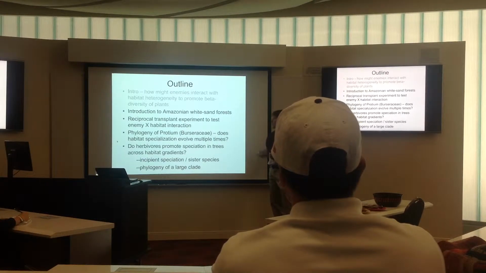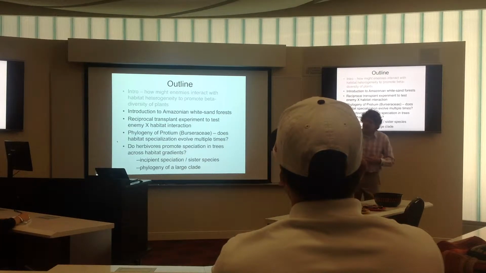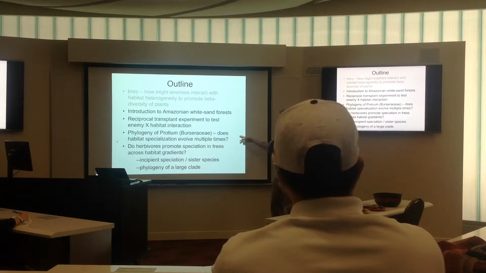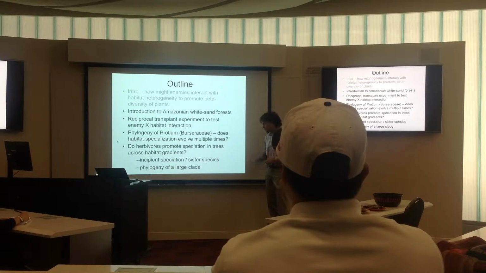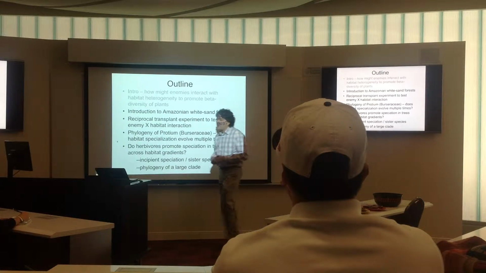And then I'm going to change to more of the evolutionary time scale and tell you about a group of trees that's almost as cool as Dichotria. They're called Protium, in the Burseraceae, that live in a lot of different habitats, and some of the work that we're doing to try to understand habitat specialization in that group, and the role of herbivores. And so we'll see how far I get.